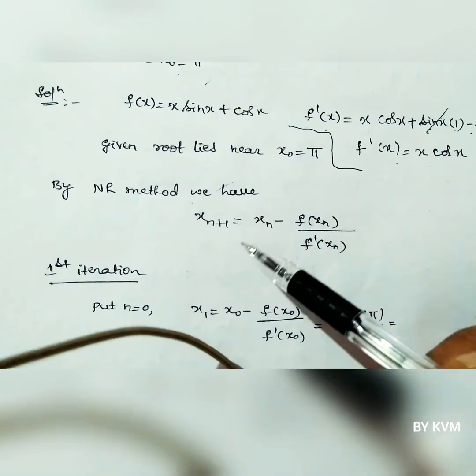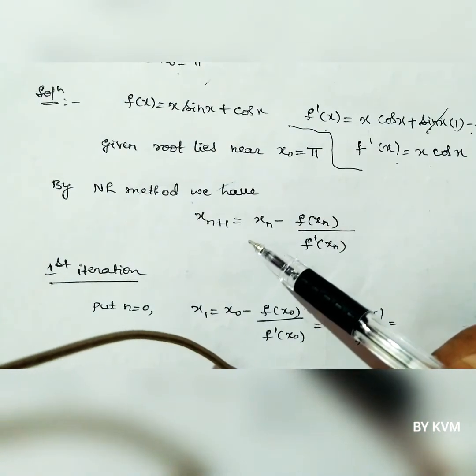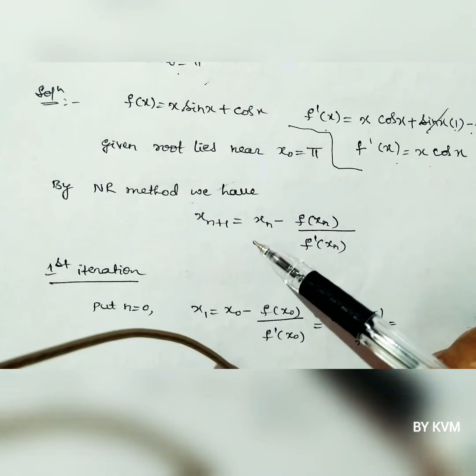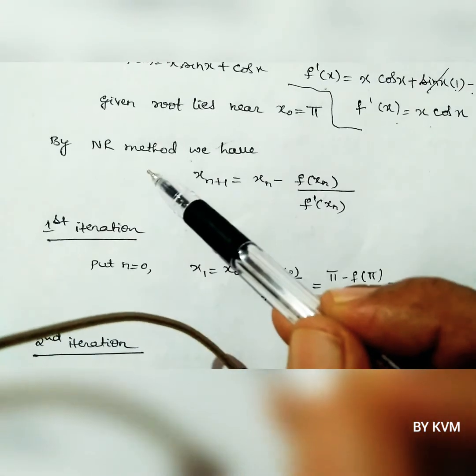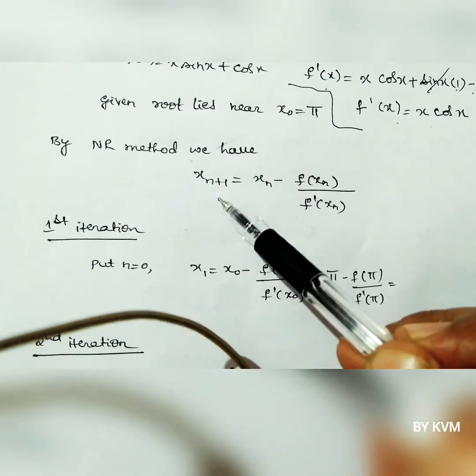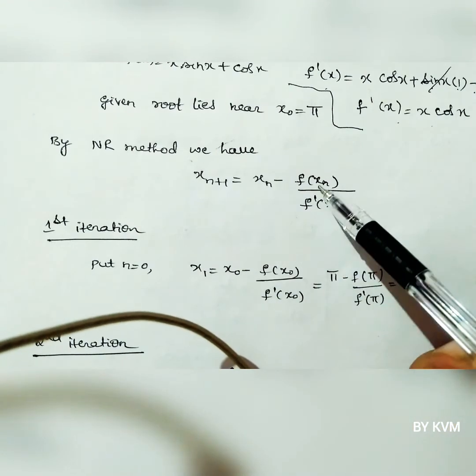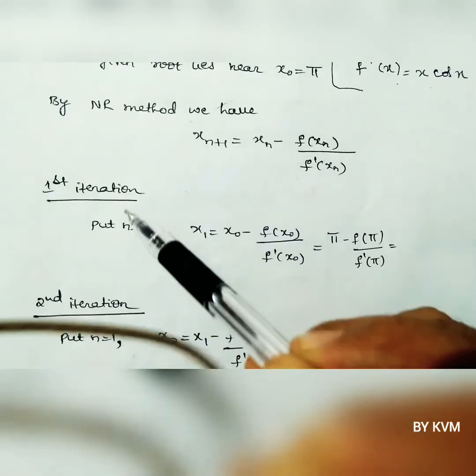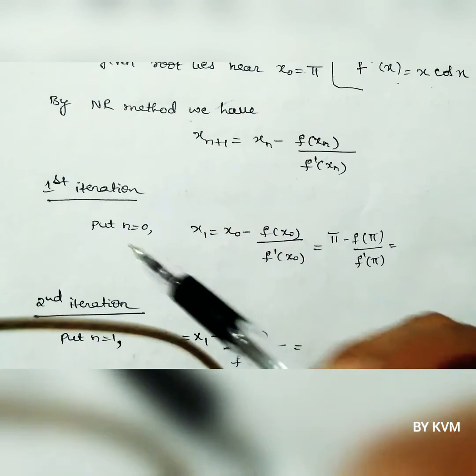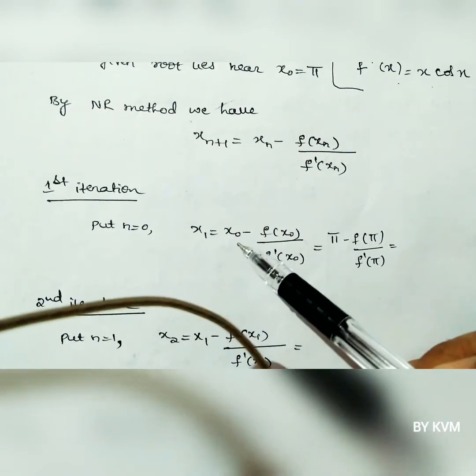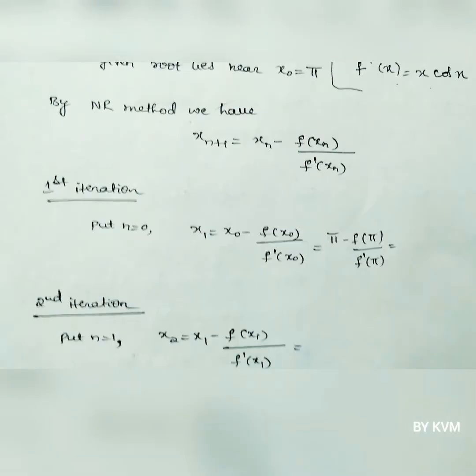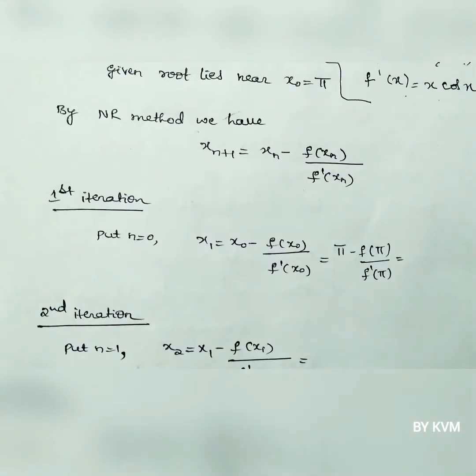So directly we will apply the iteration process now to find the real root. Now by Newton-Raphson method we know the formula xn plus 1 equals xn minus f of xn by f dash of xn. So first iteration, put n equals 0, the formula becomes x1 equals x naught minus f of x naught by f dash of x naught.